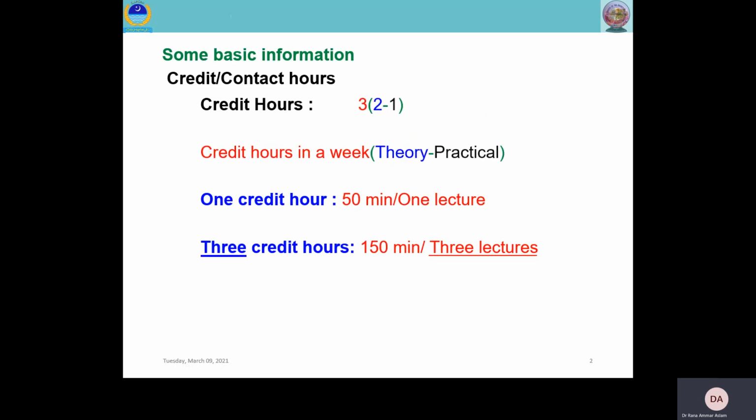3 credit hours mean we will have 2 credit hours for the theory part and 1 credit hour for practical. So there will be 2 theory classes and 1 practical class. However, unlike the theory part, 1 credit hour of practical means 3 credit hours of theory. It means that in total we will have 100 minutes for the theory part and 150 minutes for the practical part in 1 week.